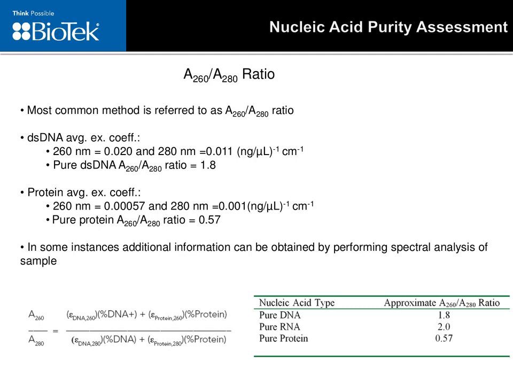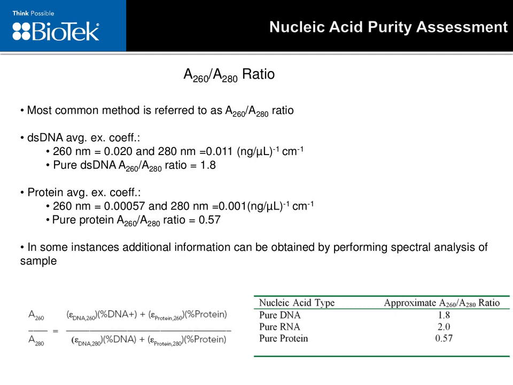So now let's focus a little more on purity assessment. The assessment of purity of a nucleic acid sample is often performed by a procedure commonly referred to as the A260/A280 ratio, or just 260/280 ratio, which refers to the two spectroscopic measurements made at these defined wavelengths. For double-stranded DNA, the commonly accepted average extinction coefficients at 260 and 280 are 0.2 and 0.11 nanograms per microliter per centimeter, respectively.